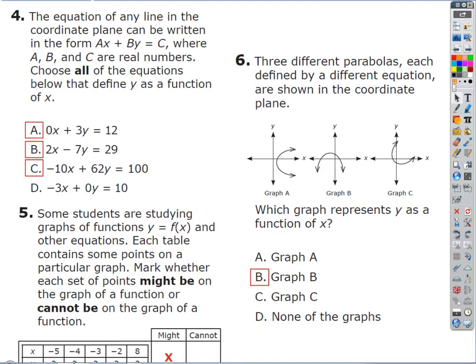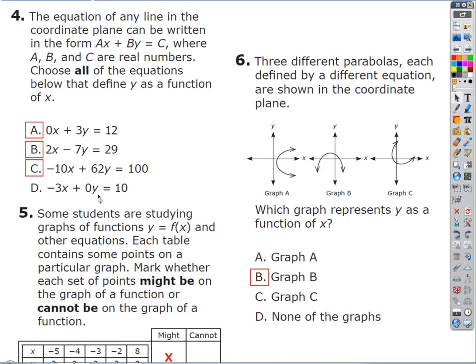So this one would make sense, wouldn't it? For any value of x that I choose, y is going to be equal to 4. There's only one value of y. Check. This one obviously makes sense, right? And graphically, this is a horizontal line. That's fine. This is a slanted line. This would be a slanted line.